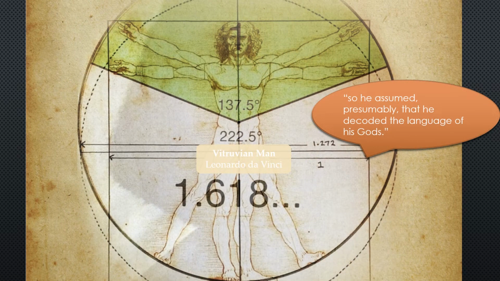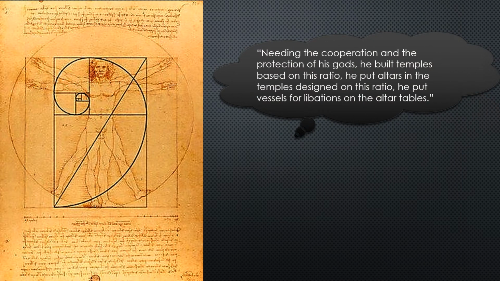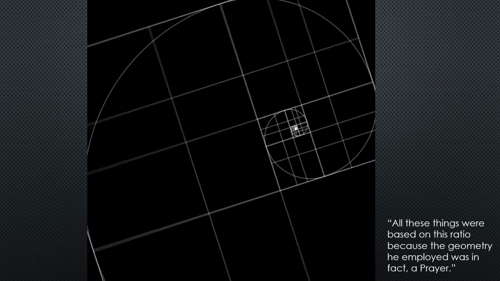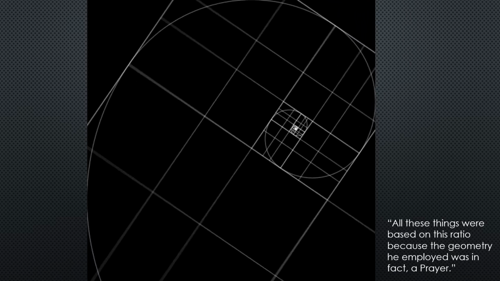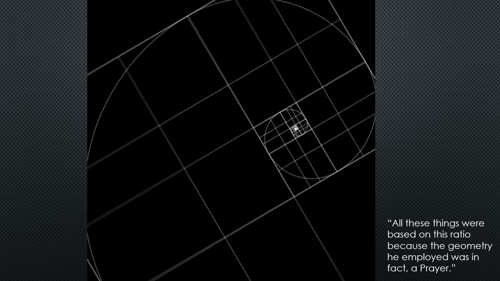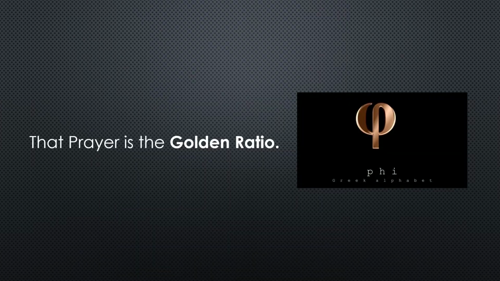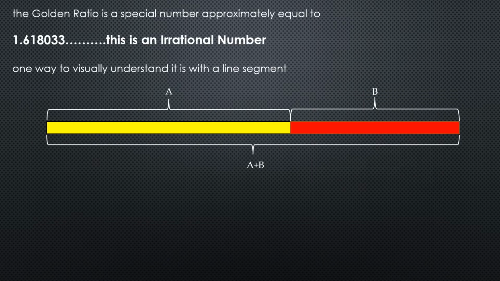So he assumed, presumably, that he decoded the language of his gods. Needing the cooperation and the protection of his gods, he built temples based on this ratio. He put altars in the temples designed on this ratio. He put vessels for libations on the altar tables. All these things were based on this ratio because the geometry he employed was in fact a prayer. That prayer is the golden ratio.